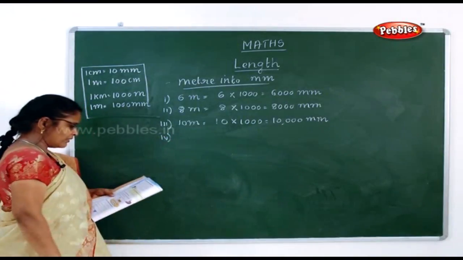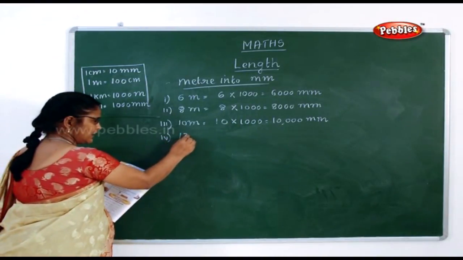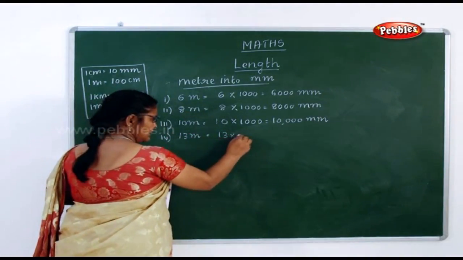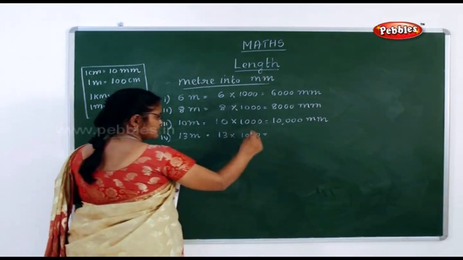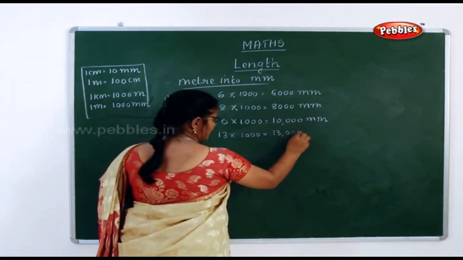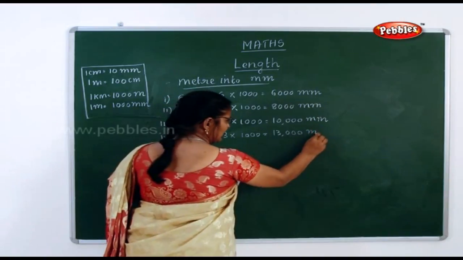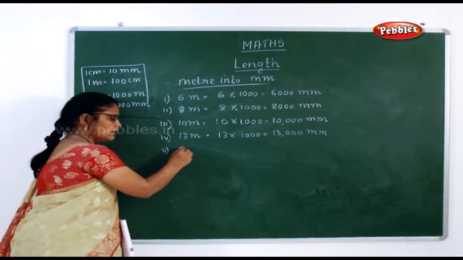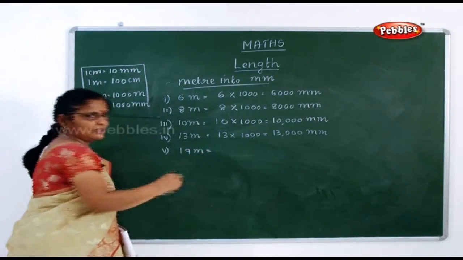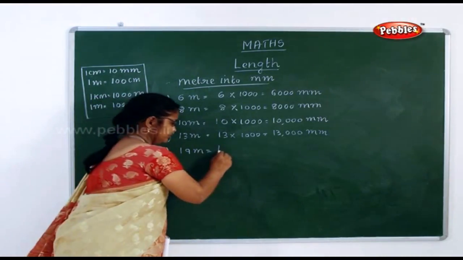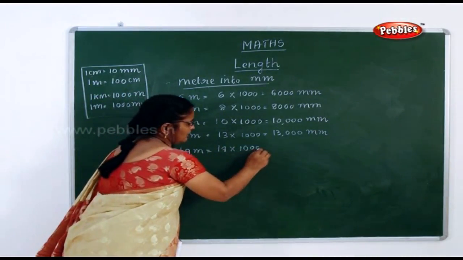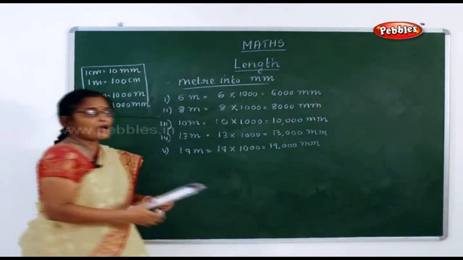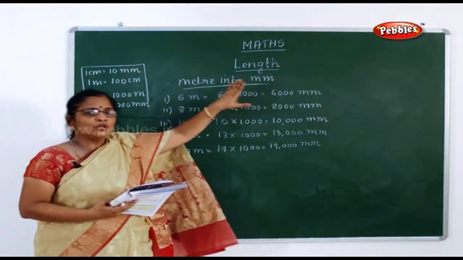Now what is the fourth sum they have given? It is 13 meter. Same way, 13 into 1000. What is 13 into 1000? It is 13,000 millimeter. Very good. What is the last sum they have given? It is 19 meter. How will you do 19 meter? Yes, 19 into 1000. It is 19,000 millimeter. So this is how you have to convert the meter into millimeter.